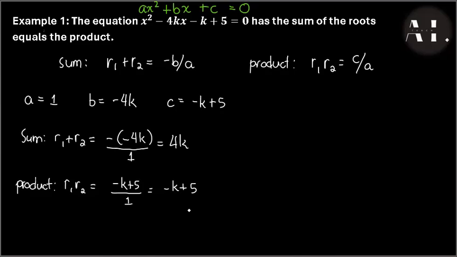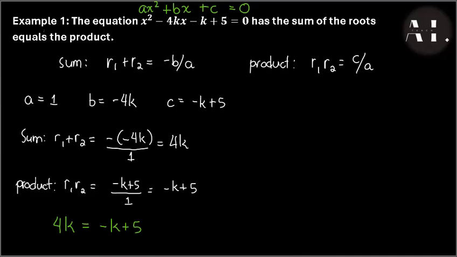Now we need to set up the equation. According to the given problem, the sum of the roots equals the product of the roots. Therefore, we can set the sum equal to the product. So the equation can be written as 4k is equal to negative k plus 5, where the sum and product are equal.